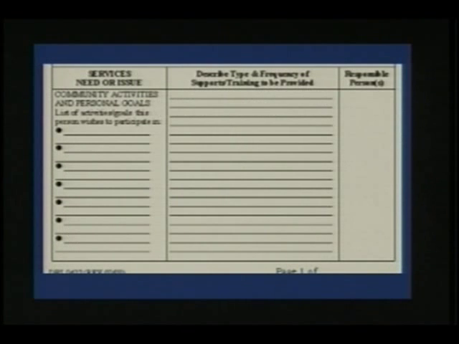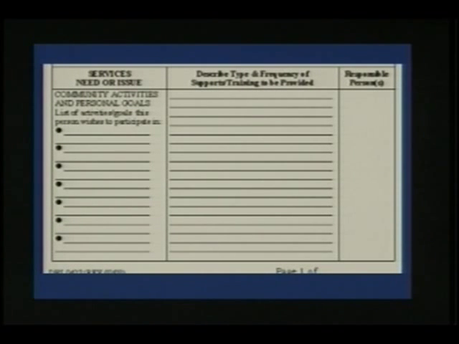The lower half of this page introduces the format that will be used for the remainder of the ISP using 3 columns. The left-hand column will list the service needs and issues for the person. The middle column will include an accurate description of the types and frequency of supports that will be given to the person in that particular area. The right-hand column will list the person or persons responsible to carry out each support listed. The section on this first page starts by addressing the individual's community activities and personal goals. Another way to think of the ISP is as a task list.